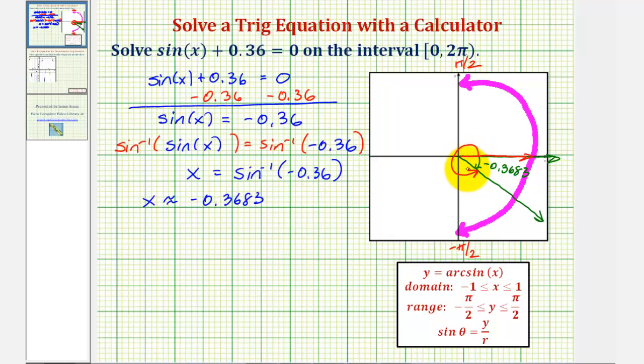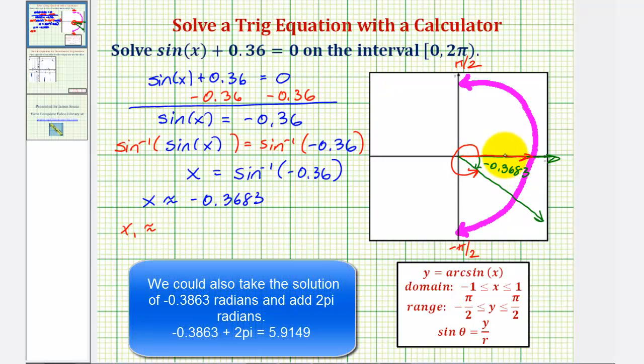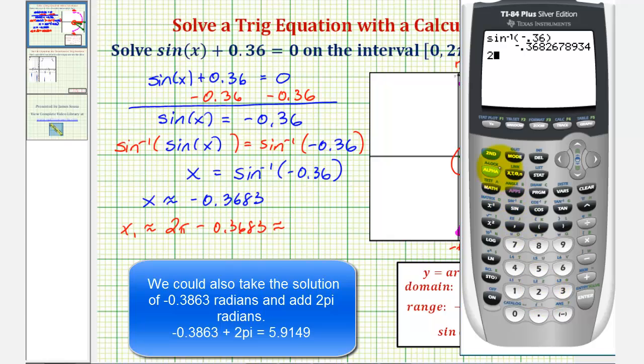So to find this angle, which we'll call x sub 1, we could use one complete revolution of 2 pi radians and then subtract the reference angle of 0.3683 radians. So one solution would be 2 pi radians minus 0.3683, and now we'll go back to the calculator. 2 pi minus 0.3683 would be approximately 5.9149 radians.